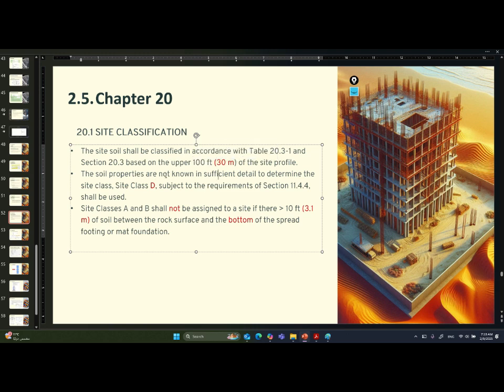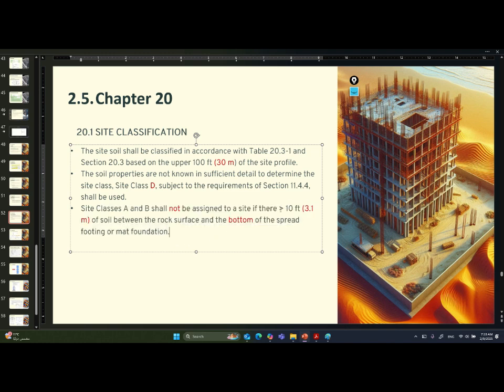If the soil properties are not known in sufficient detail to determine the site class, site class D, also subject to the requirement, shall be used. That is the same thing that has been mentioned in chapter 11. If you don't know the site class, then you will use D. Site classes A and B shall not be assigned to a site. That is a very important note.